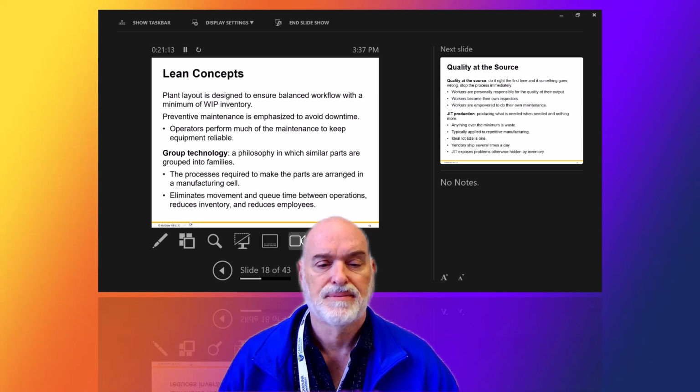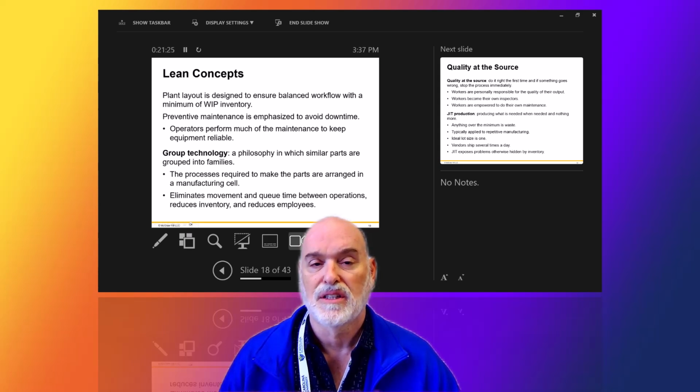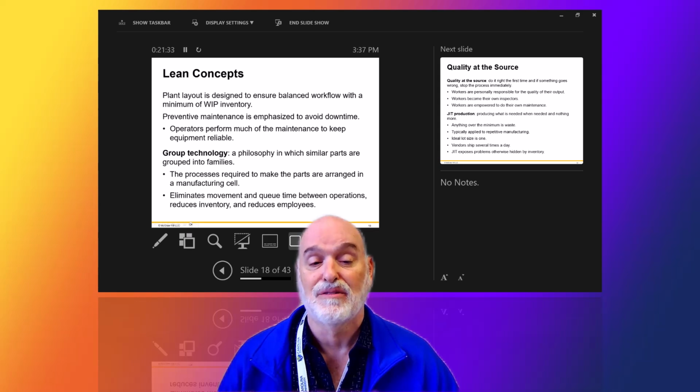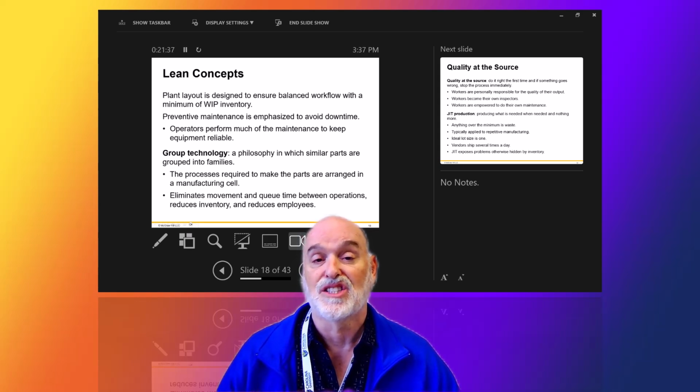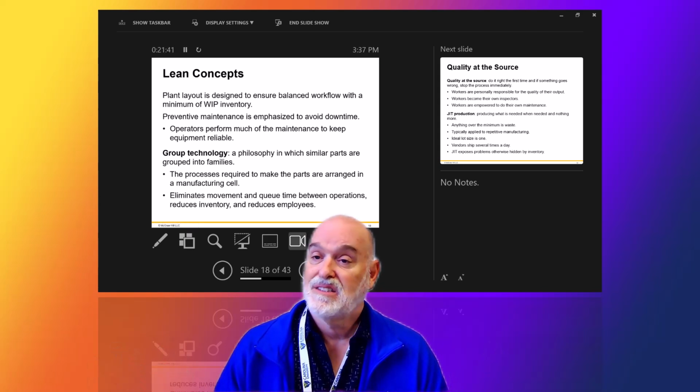Lean concepts. Plant layout is designed to ensure balanced workflow with a minimum of WIP inventory. What is WIP inventory? Catherine? That's right, work in process inventory. We want to make sure that we minimize work in process inventory because you can't do anything with it until it's finished. And if it's not finished, it ain't shipping.